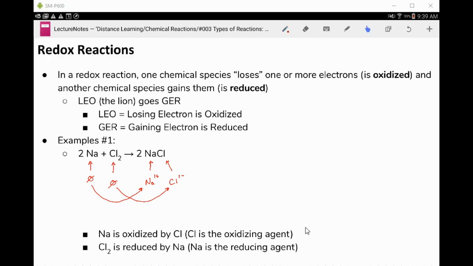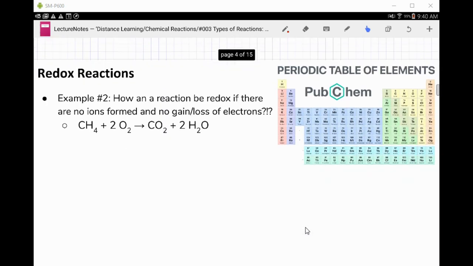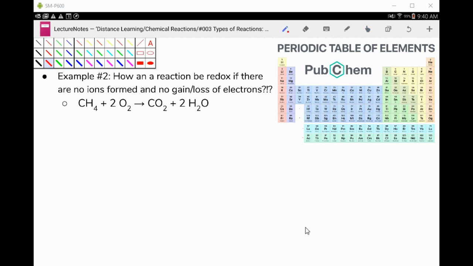This is a little bit easier to see with ionic reactions like this because we know that they have charges. But what about examples where we don't actually have ions? Here's an example of a reaction between methane (carbon tetrahydride) and oxygen gas to form carbon dioxide and water. Now here, there are no ions, but this is still a redox reaction. There's still a change of charges and electrons between them as new bonds are formed and things change.